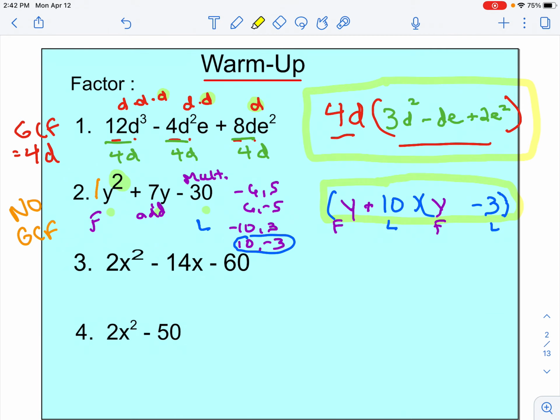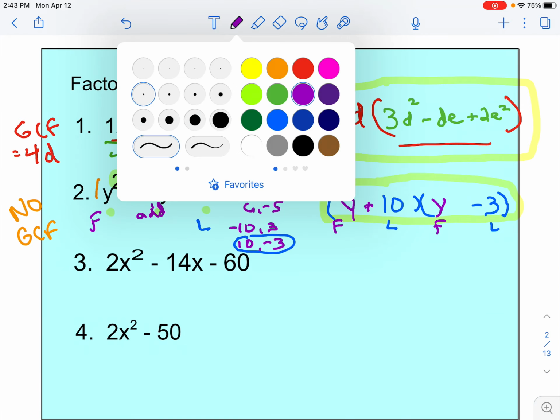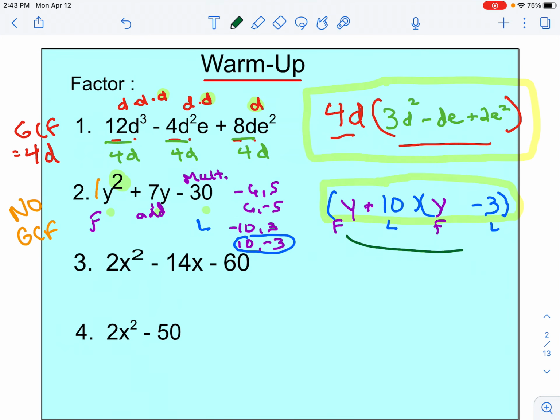Now, if you're wondering, how do we get the 7 when we multiply that to check? Remember, the 7 is coming from when we multiply these outside terms together. That gives us negative 3y, and 10 times y is 10y, and we add those together, that's what gives us the 7y. That's what gives us this 7y.